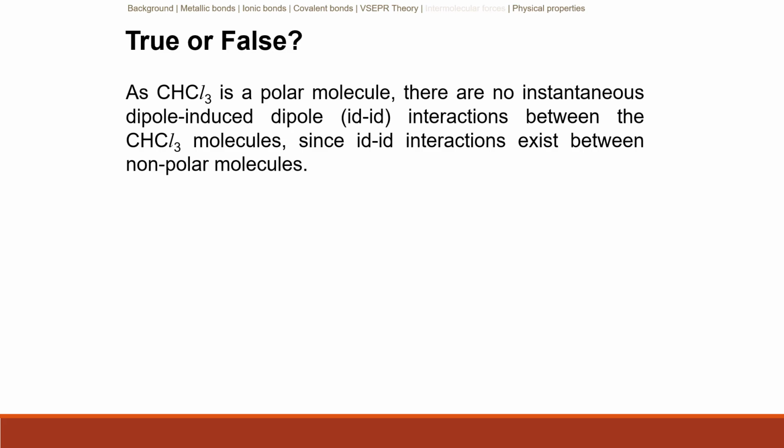So at this point in time, I would like to quickly clarify a misconception. This is the context provided. We encountered this molecule CHCl3 in an earlier lecture. Due to its shape, it is a polar molecule. So is it true to say that since the molecule is polar, there should be no ID-ID interactions? The answer is false. Why is that so?